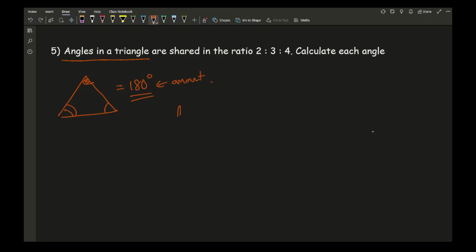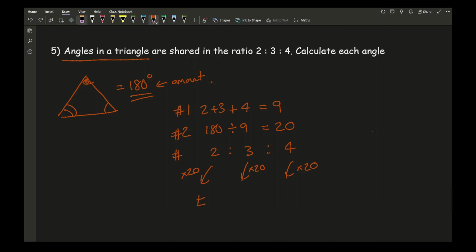So what I'm going to do is add the numbers in the ratio. So here I've got 2 plus 3 plus 4, which is 9. I'm then going to divide 180 divided by 9, which gives me 20. And then I need to multiply 20 by the numbers in the ratio. So I'm going to times 2 by 20, 3 by 20, and 4 by 20. So here I get 40 degrees.